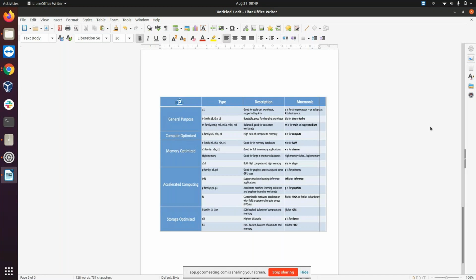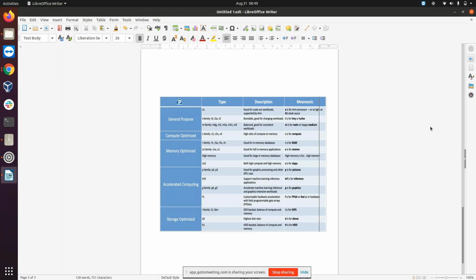You can see this in machine learning activities also, which they will do on accelerated machines. Any graphics intensive workloads are launched on accelerated computing. Usually INF is for inference, G is for graphics, and F is for FPGA.